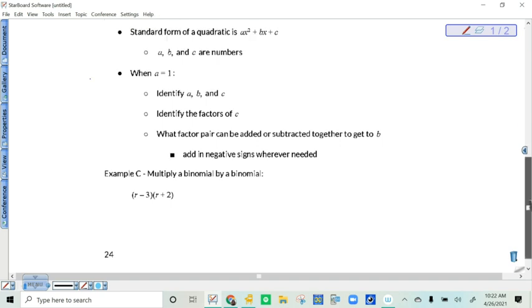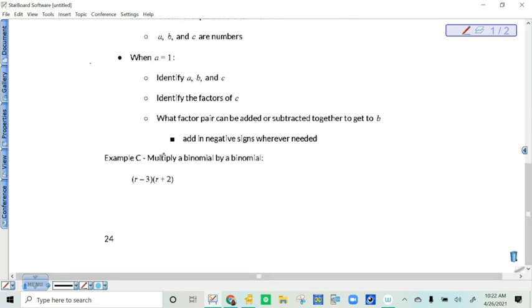So let's do kind of the same thing as we did up here. I'm first going to multiply a binomial times a binomial because this is the opposite of factoring a quadratic. When I multiply a binomial times a binomial, what method do I use? Yeah, the FOIL method. And what does F stand for in the FOIL method? Yeah, so let's multiply first times first. What's the first term? R times R. And what does the O stand for in FOIL? Outers. What are my outer terms here?